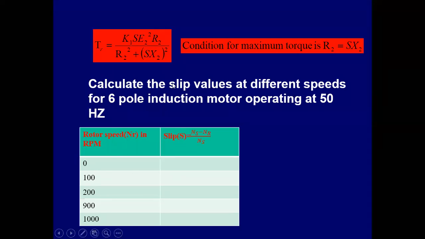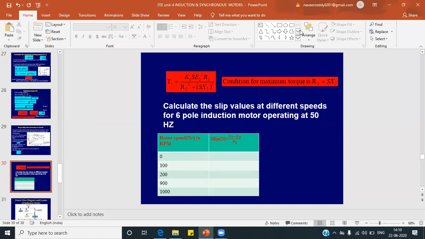Now see, calculate the slip value at different speeds for a 6-pole induction motor operating at 50 Hz. The number of poles and the frequency are given. First calculate Ns, the synchronous speed. You can tell me in the chat box the value of Ns. First calculate Ns and we should fill this table. That is my intention. What is the formula for Ns?